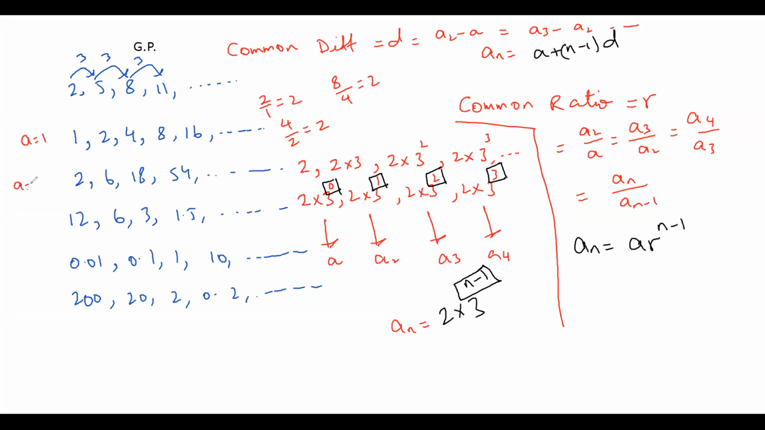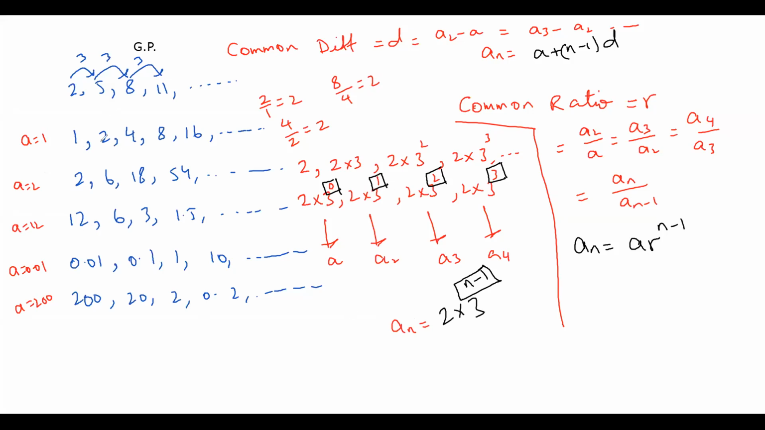Here your A is 2. Here your A is 12. Your A is 0.01. Your A is 200. Now you have to tell me what is R in all these questions. What is your R?